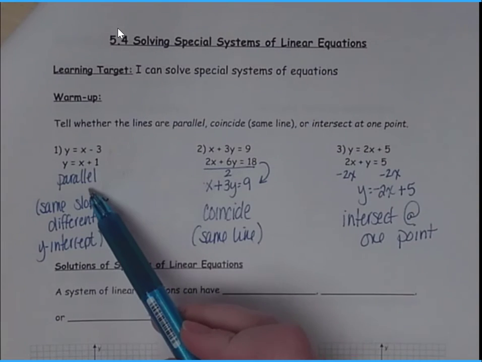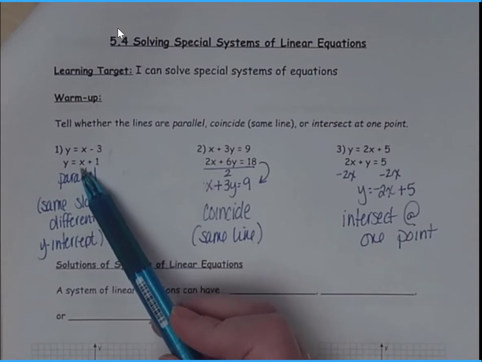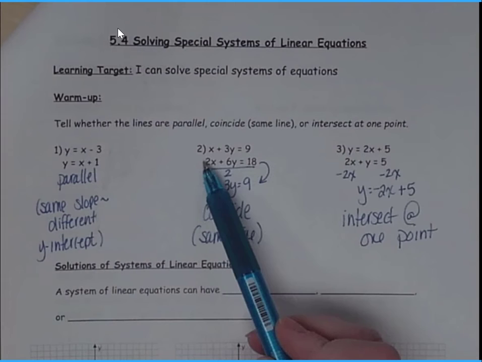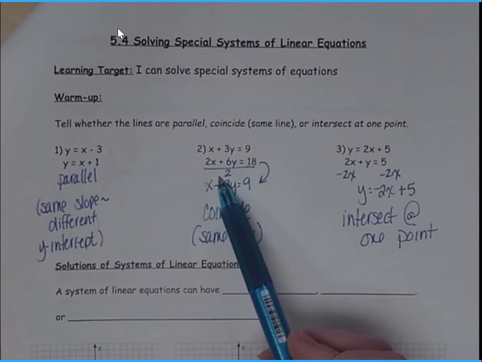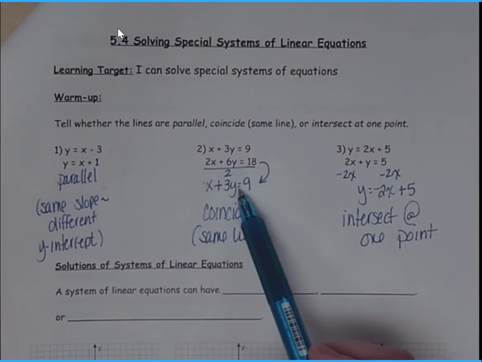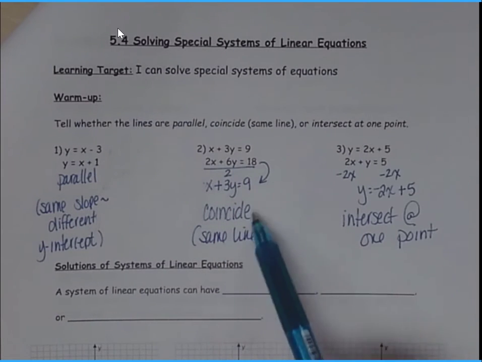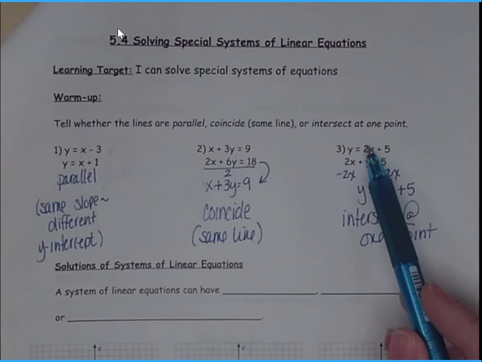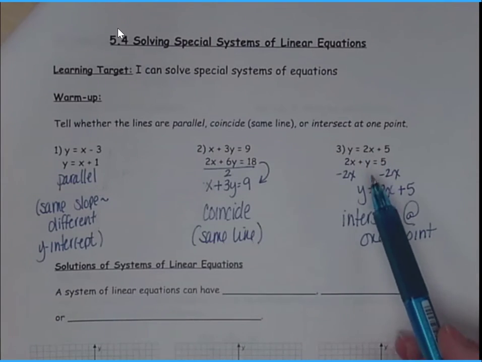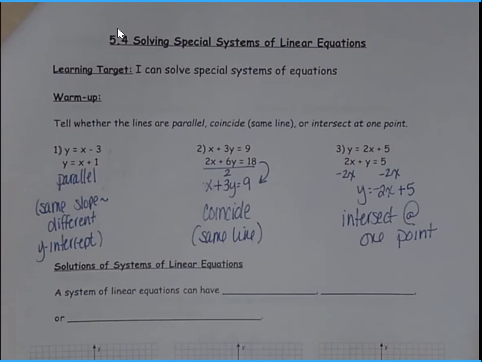All right, if we take a look at number 1, you notice they have the same slope, so they're parallel. Now, if I simplify this, notice each one of those is divisible by 2. So I end up with x plus 3y, which means I end up with the exact same line. Here I have two different points. Close, these do not have the same slope, but these intersect at one point. Now, when this happens, certain things will happen.